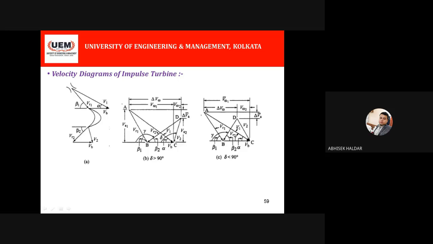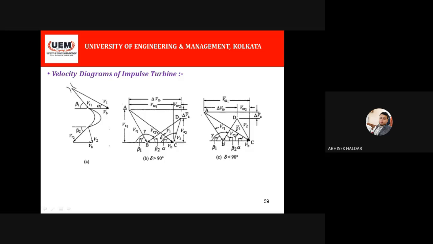Now another angle you can see over here is gamma. Gamma is basically the angle between VB and VR2. You can see VB, that means this straight line, and your VR2. Here also, same thing, gamma is between VB and VR2.